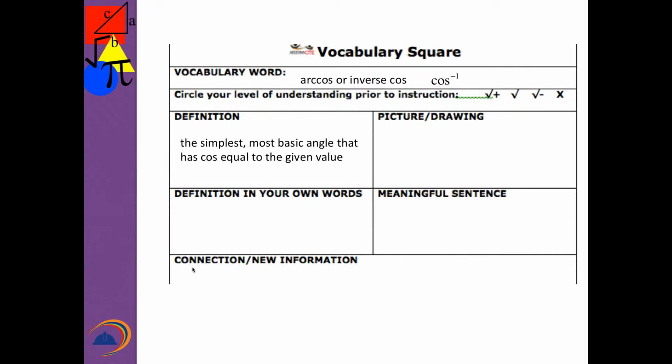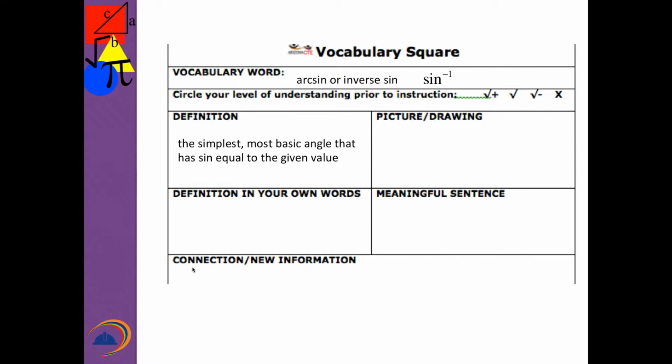Okay, so we're going to look at our vocabulary. We have 3 vocabulary squares. I'm going to go over the 3 definitions, and then I'm going to have you pause the video until students have had a chance to complete the vocabulary square. First, we're looking at what's either called the arc cosine or the inverse cosine. Its symbol is cosine to the -1. And what it's finding is the simplest, most basic angle that has cosine of a given value. For example, if I say the cosine of theta is 1/2, what angle is that? And we're going to find out how to find it.